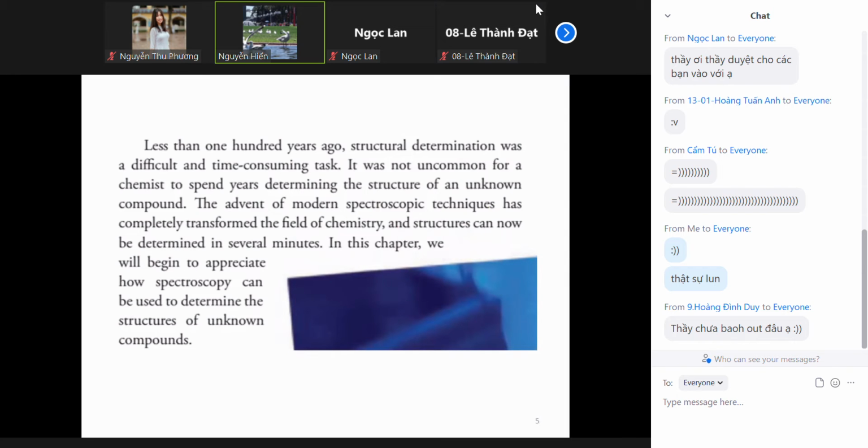So less than 100 years ago, structural determination was a difficult and time-consuming task. It was not uncommon for a chemist to spend years determining the structures of unknown compounds. Before, they used many years to study the structures of even very simple organic compounds. But the progress of modern spectroscopic techniques has completely transformed the field of chemistry. And now organic structures can be easily and conveniently determined in 5 or 10 minutes. In this chapter, we will learn how to use some simple methods, at a very basic level, to determine the structures of unknown organic compounds.